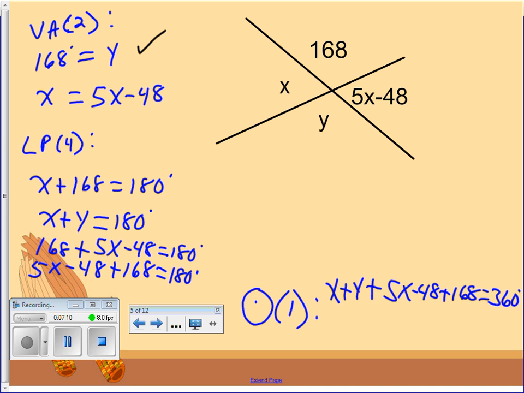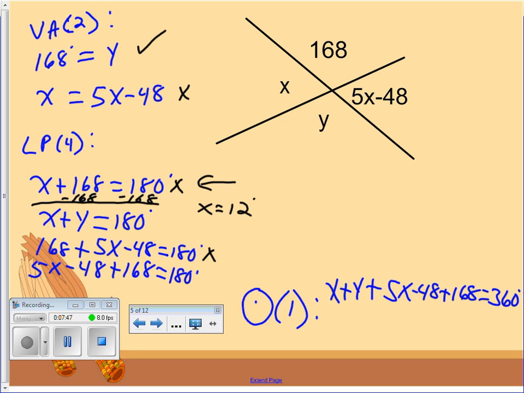So to solve for x, I have several options. I can use this equation here, or I can use this equation here. X plus 168 equals 180. I can use 168 plus 5x minus 48 equals 180, this one here. But the easiest one I think to use is this one. So I'm going to subtract 168 from both sides, and I'm going to get x is equal to 12.